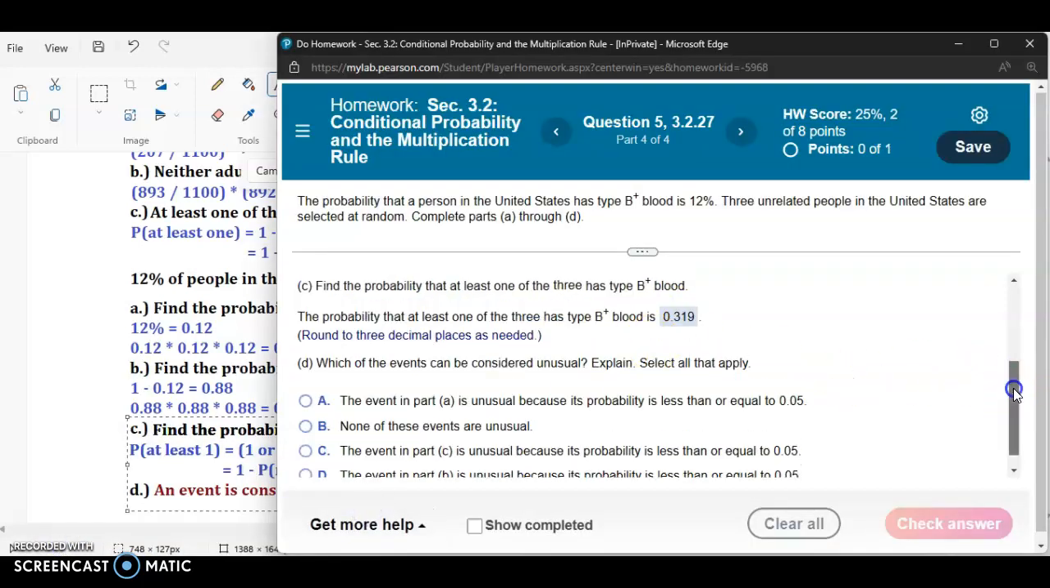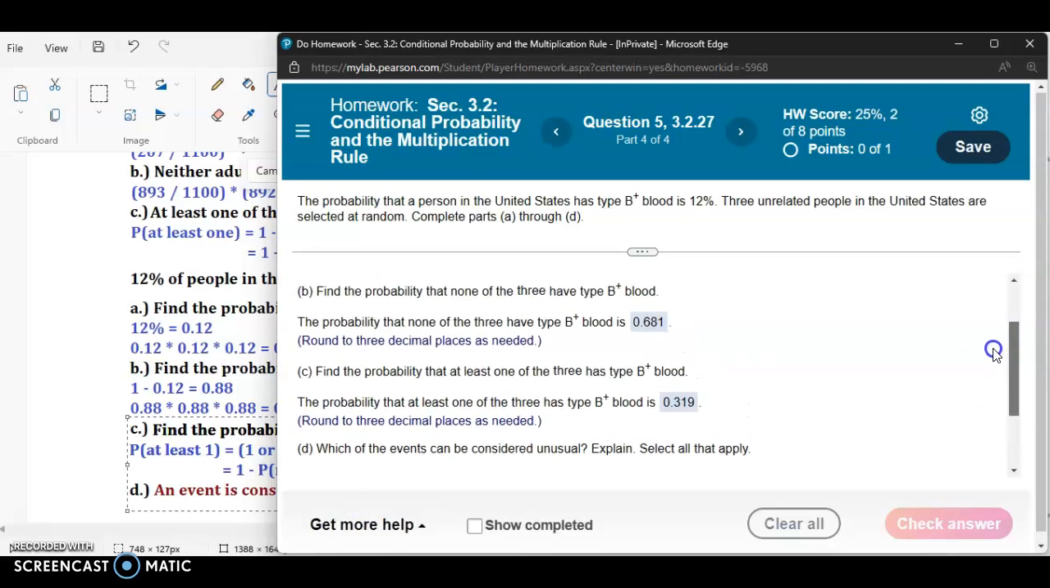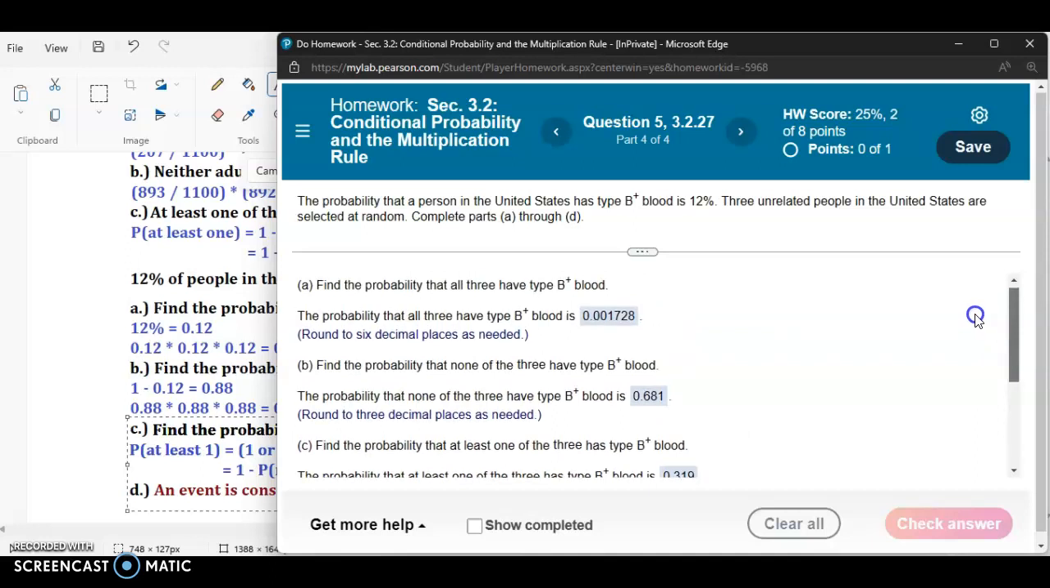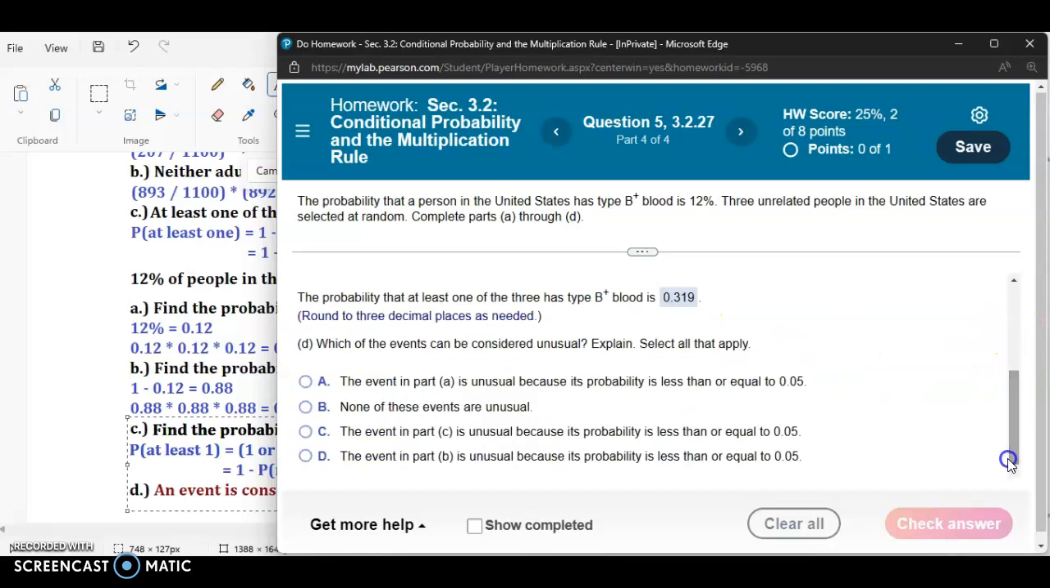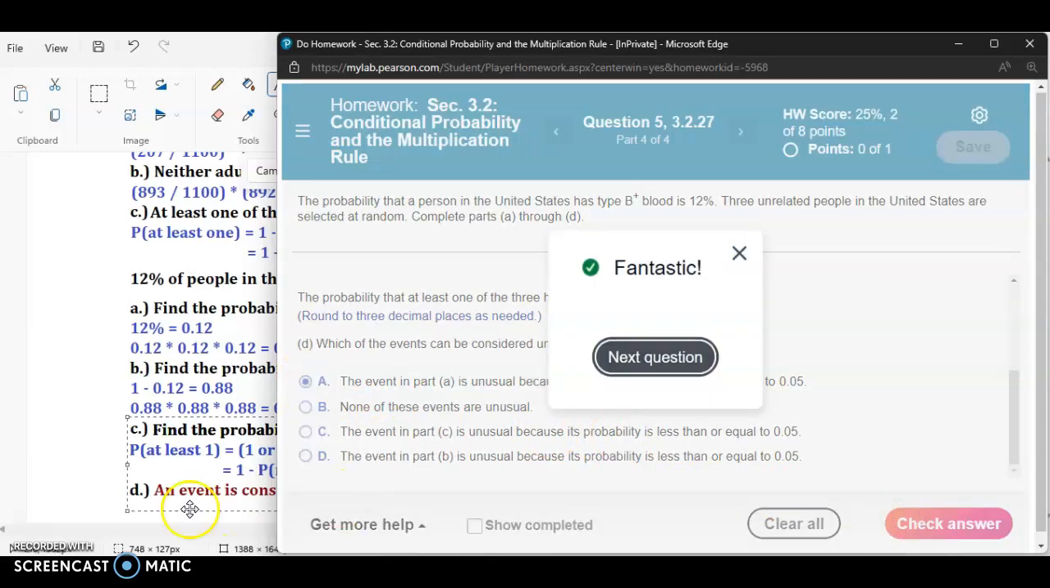So the answer to part C is too big, right? That's bigger than 0.05. Same with part B. So the only one that has a probability of 0.05 or less would be part A. So the event in A is unusual because its probability is less than or equal to 0.05. And that's the only answer choice that makes sense. So that completes question 5.